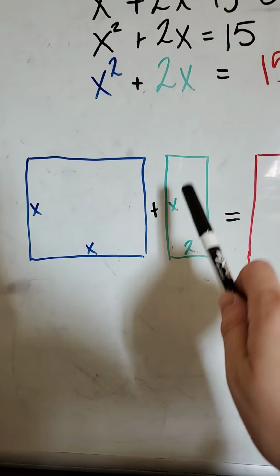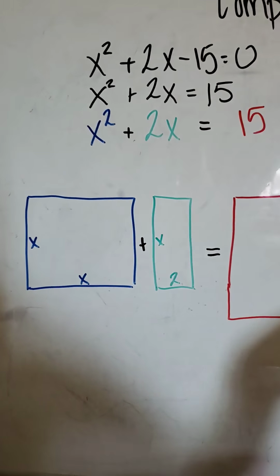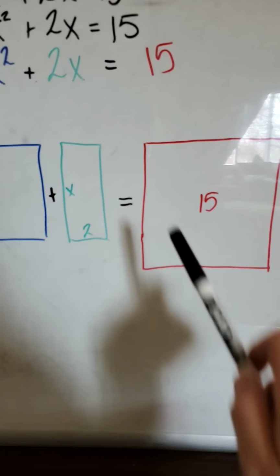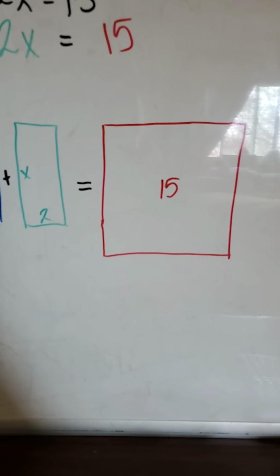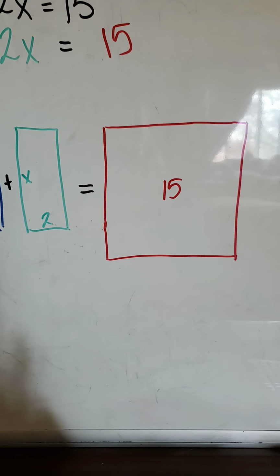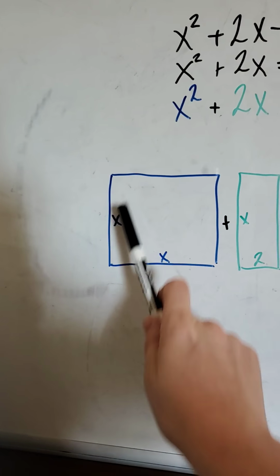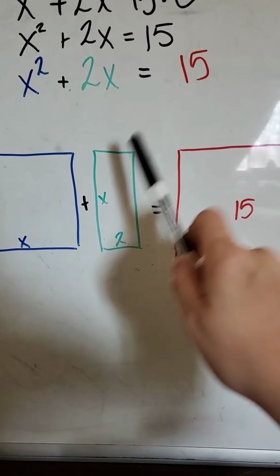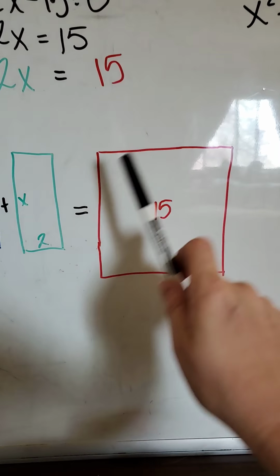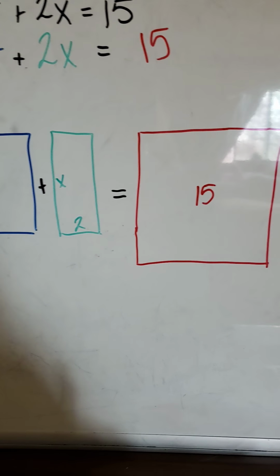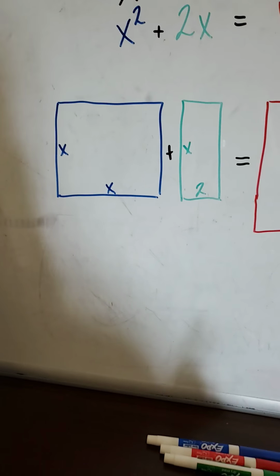Okay, so the area of this rectangle is 2x. And then I can make this random square here whose area I really want to be 15, but it doesn't matter what the side lengths are yet. The main thing is the area of this square plus the area of this square must be the area of this square, which is 15. And our job is to figure out what x has to be if that's true.